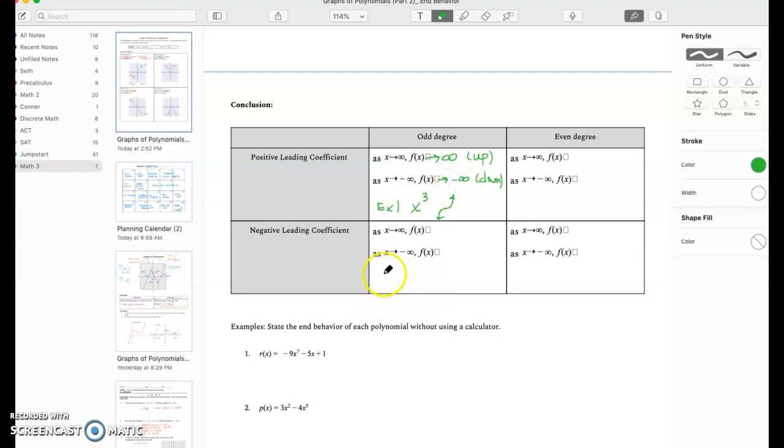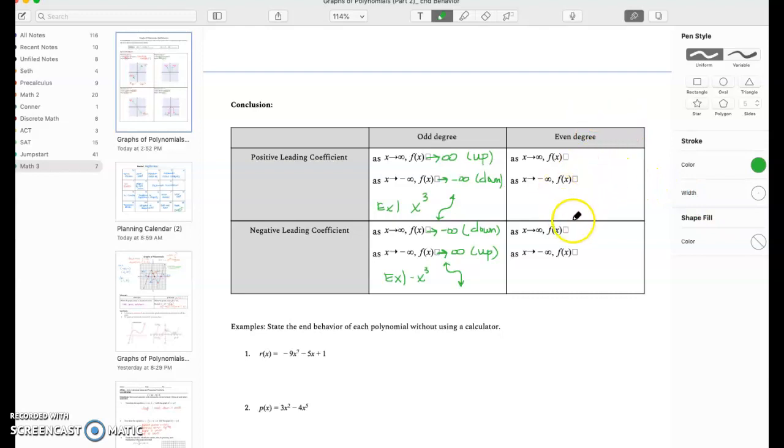So our example for a negative leading coefficient would mean, again, that we've reflected. So there's my reflected cubic. And so on the right side, as x is approaching positive infinity, now this graph is going down to negative infinity. And on the left side, as it's approaching negative infinity, the outputs are getting larger. So we would say it's approaching infinity. So again, this would be going down on the right, up on the left.